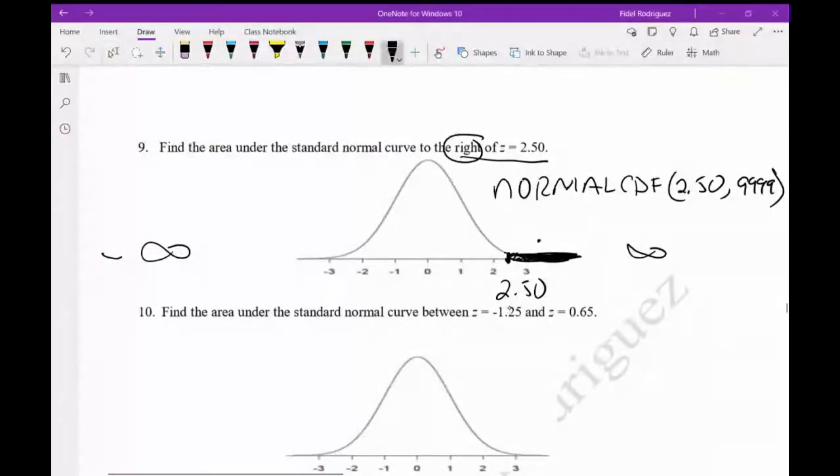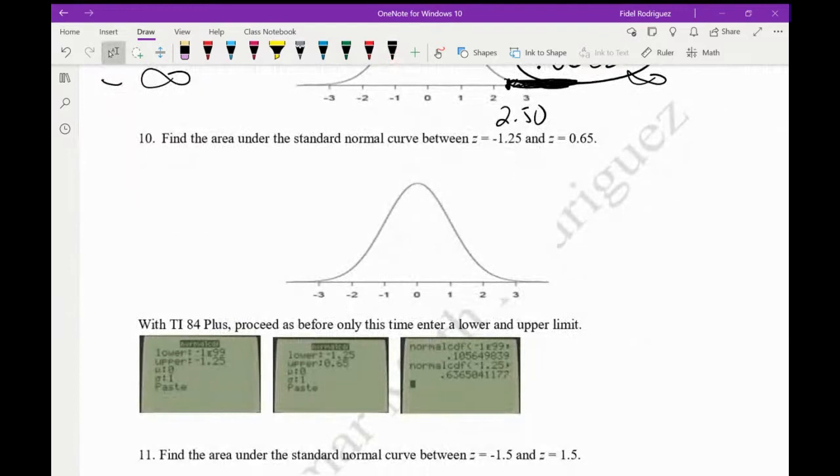And we came up with a 0.00062. Okay. All right.